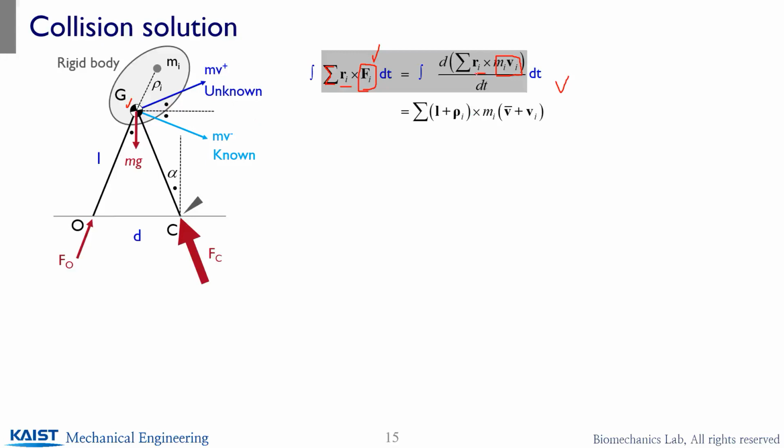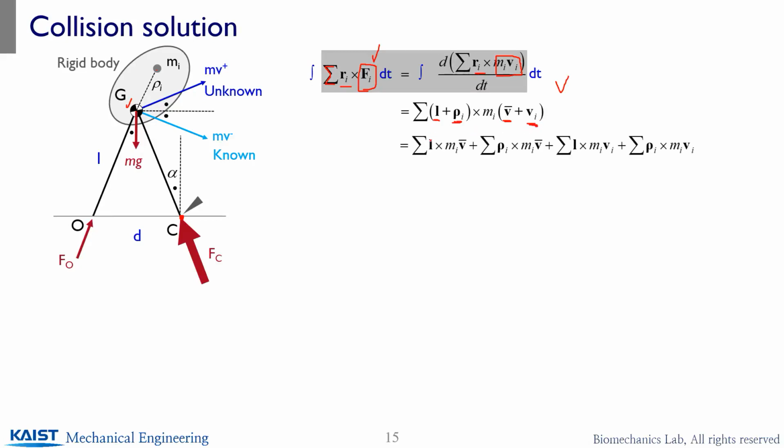Okay, so for the R, since we are defining the reference point for the angular momentum with respect to the C, those Ri vector is going to be composed by this L vector plus rho I. Rho I is the distance vector from center of gravity to a specific particle I. And the velocity is going to be split out as a center of mass velocity and its particle velocity with respect to the center of mass.